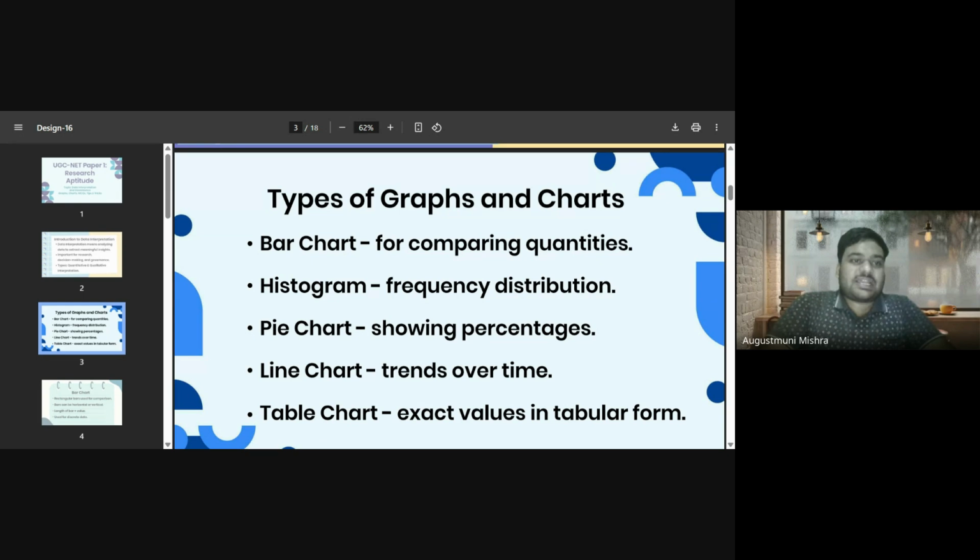Line charts are used whenever you have an x and y axis, and the data is presented with the help of a line. Table charts are similar, where the data is arranged in a row format. So these are all the ways through which we get the data, and we just have to solve it and we'll get the answers.